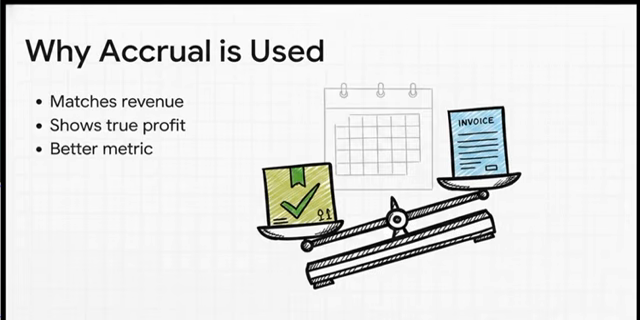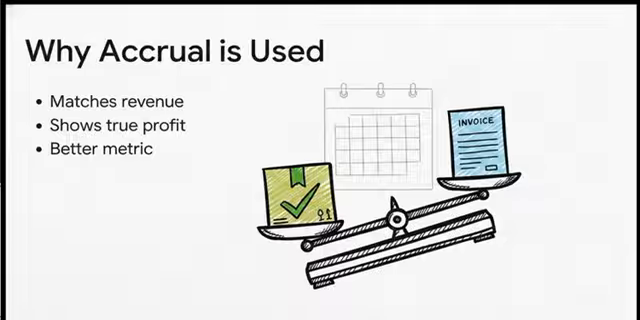Now, you might be wondering, why even bother with the more complicated accrual method? Well, global financial reporting standards like GAAP and IFRS actually mandate it. But why? First off, it's the matching principle. Accrual accounting forces a company to match the revenue it generates with the exact expenses it took to generate that revenue in the exact same time period. This totally eliminates those weird cash timing distortions.